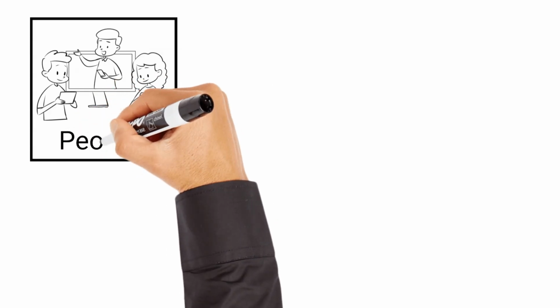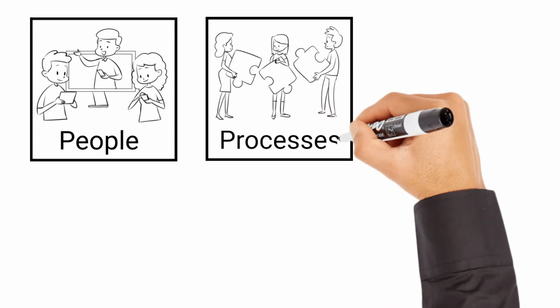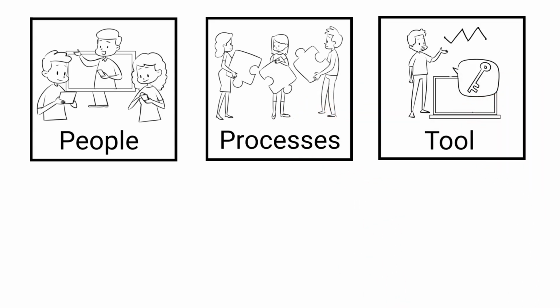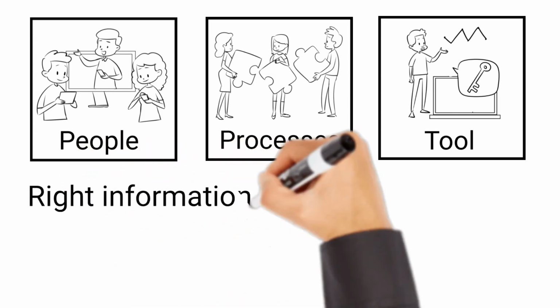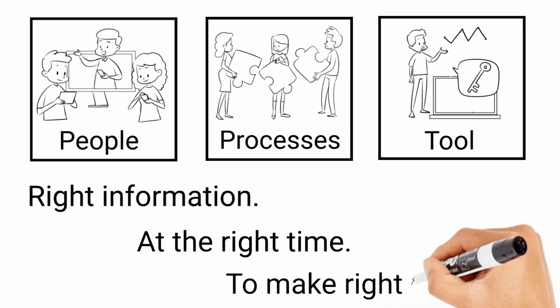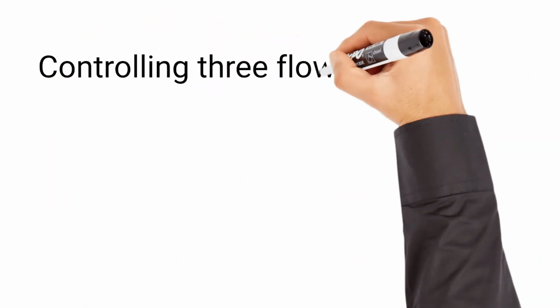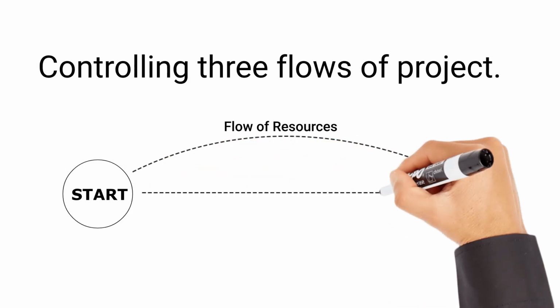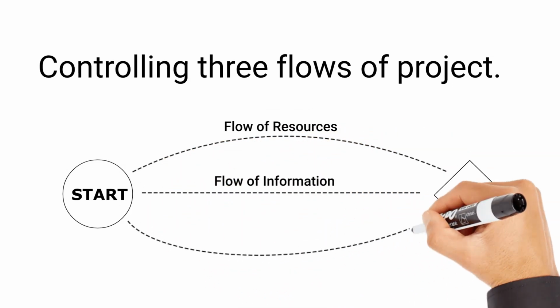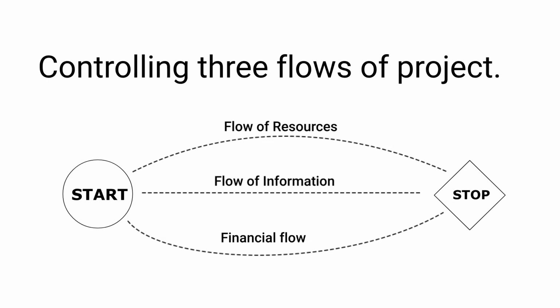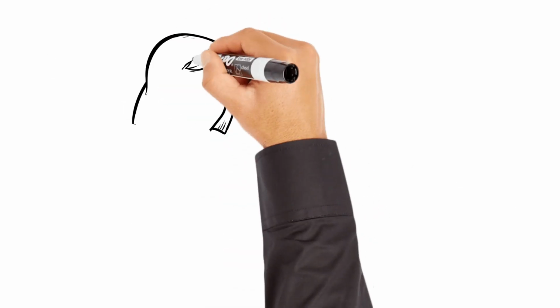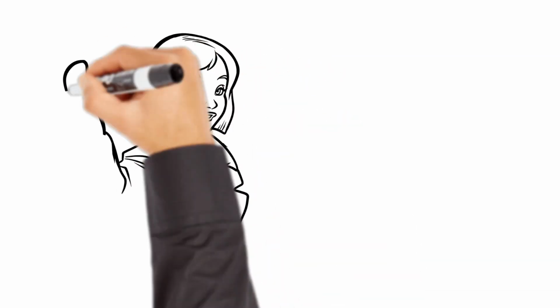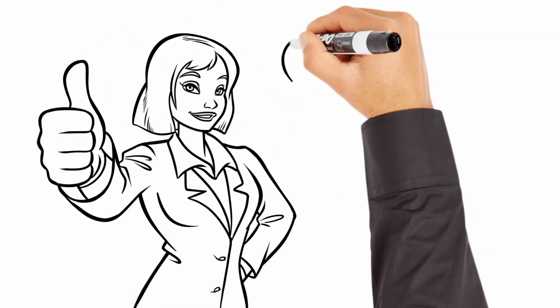So, basically, project control is a set of people skills, processes, and tools that are used together to help project managers have the right information, at the right time, to make the right decision. Project control is all about controlling the 3 flows of the project. That is the flow of resources, the flow of information, and financial flow. It ensures projects overcome common obstacles like inaccurate forecasting, manual data input or storage errors, improper resource allocation, misplaced budget, or schedule optimism, lacking enough data to make informed decisions.